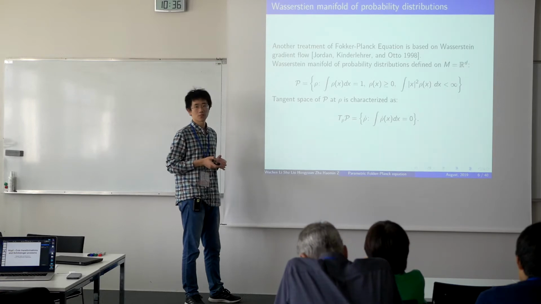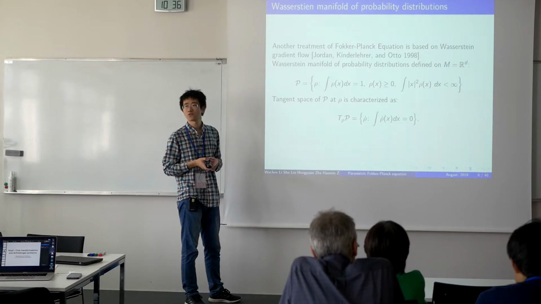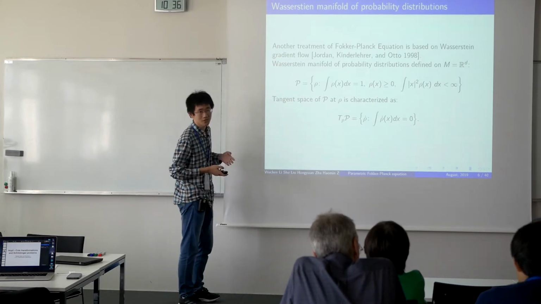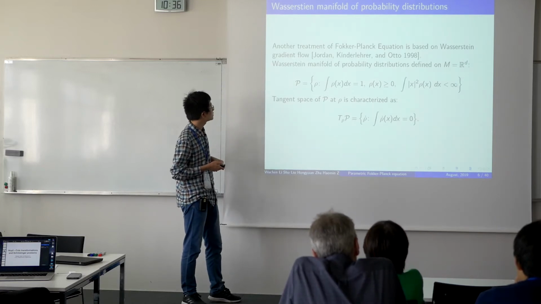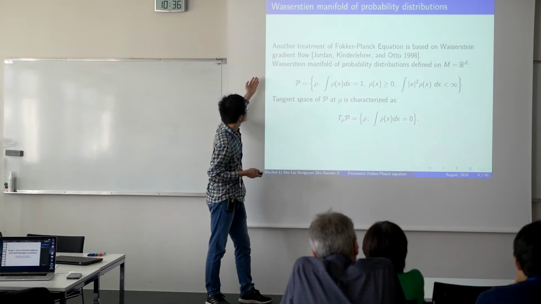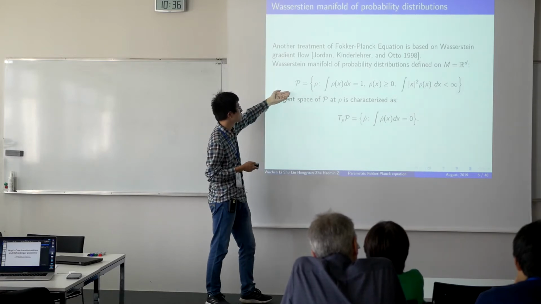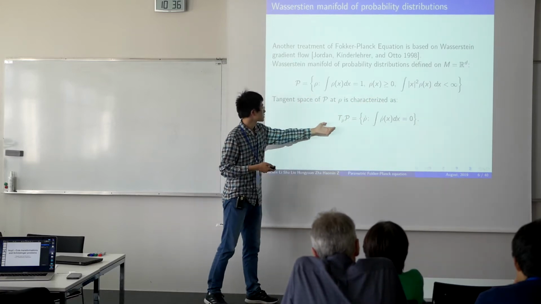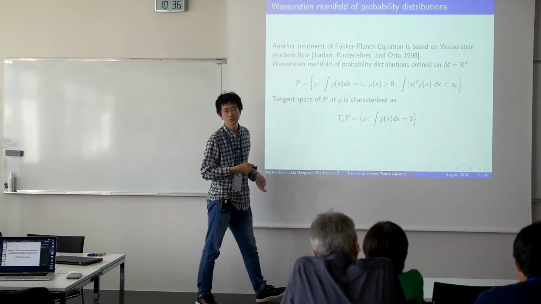That is, Fokker Planck equation can be treated as a Wasserstein gradient flow of relative entropy functional. Alex has already introduced something about Wasserstein manifold, so I will go quicker. The Wasserstein manifold is composed by probability distributions rho with finite second order moment. And you can verify that the tangent space at a rho is composed by the functions whose integral equals 0.